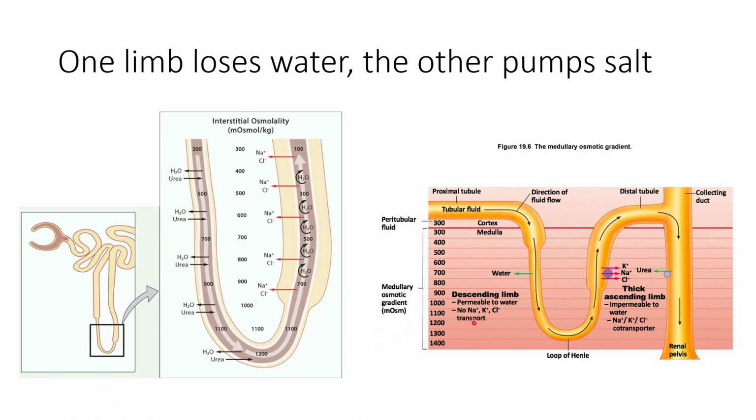This diagram again represents the same: the descending loop only allows water to exit, and the thick ascending part is only permeable to salts, which leads to generation of the gradient. We will see the use of this gradient in the incoming slides.